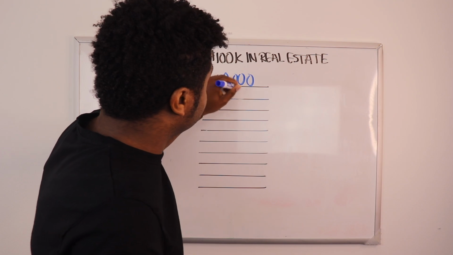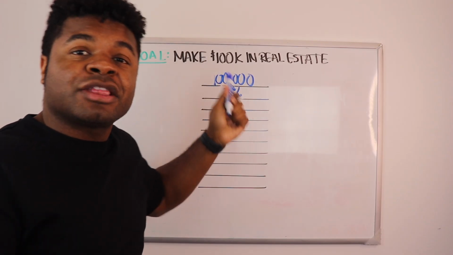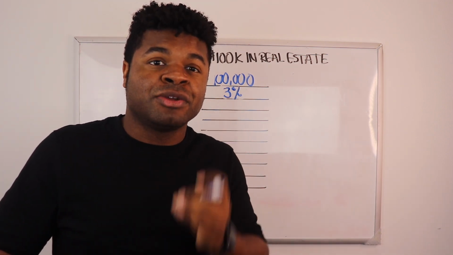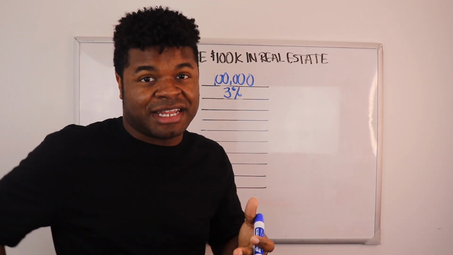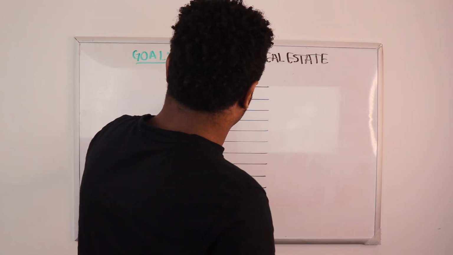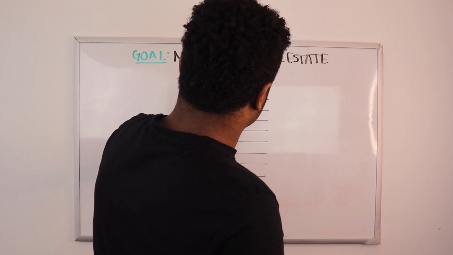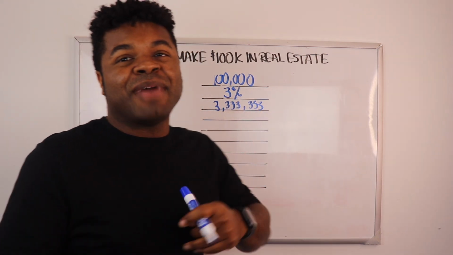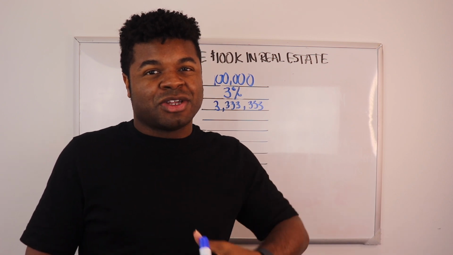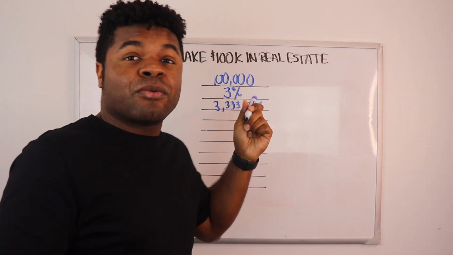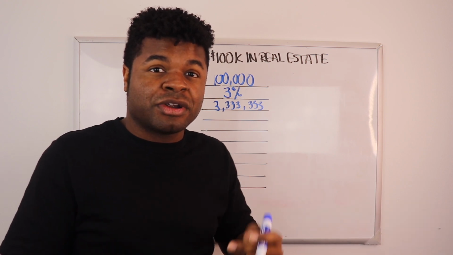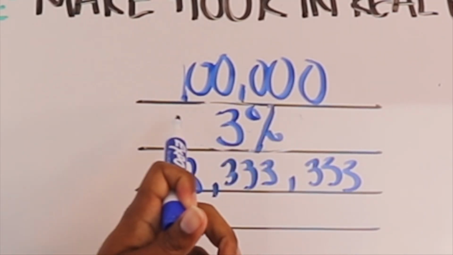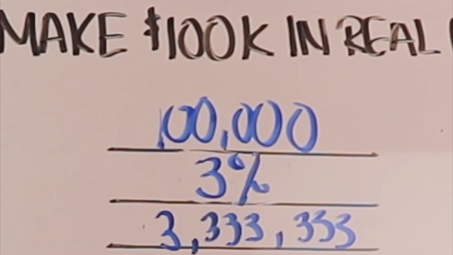So on this next blank, I'm going to write 3%. I'm going to divide that 3% into 100,000. That's going to give me the sales volume number, so the production number that I need to hit. So for me, that's going to be 3,333,333. So that's the amount of sales volume that I need to do. I need to sell this amount worth of real estate in order to make that just on the commission. I sell this amount, I get paid my 3%, that's going to give me $100,000.